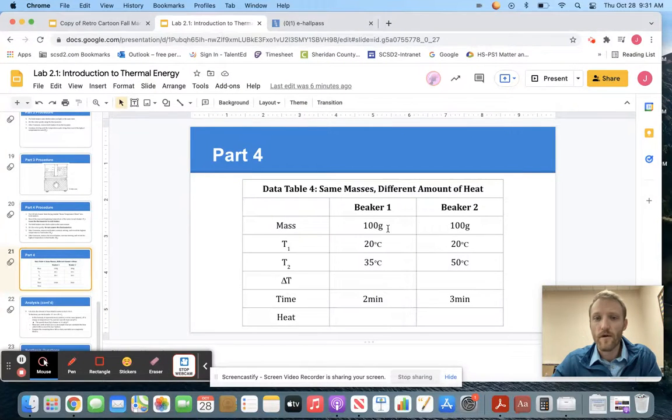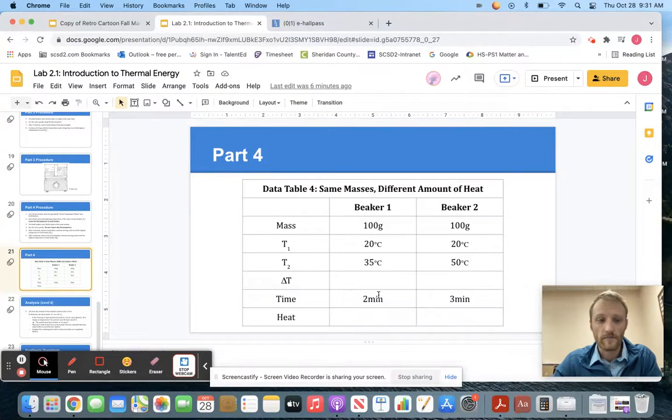Okay, so now for part 4 again, we can see that we had 100 grams of water in both beakers. Our starting temperature was 20 degrees Celsius. But after 2 minutes, the temperature of beaker 1 rose by 15 degrees, so we went up to 35. Beaker 2 went up to 50. Again, we just want you to calculate that change in temperature.